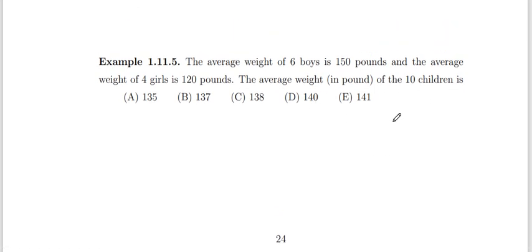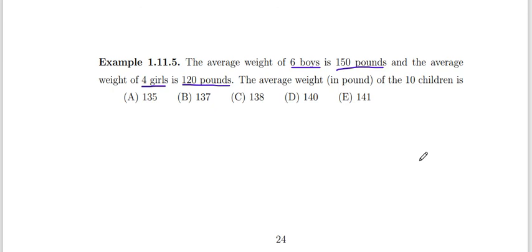Okay. So here we have the average for 6 boys is this. So here we have two kinds of people, boys and girls. So average for boy is this. Average for girl is this. Saying what is the average for all? So such a problem just weight the average, right?